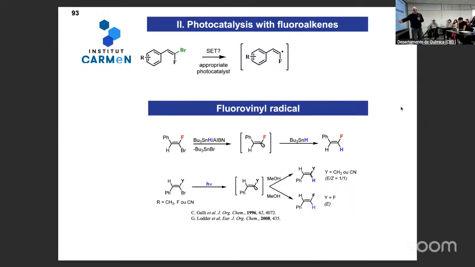Later, this kind of reaction was done by Lauder. When you have a fluorine atom here, you have a Z compound, you got exclusively the hydrogen at the bromine position, and you don't have a mixture of E and Z compounds. If instead of a fluorine you have a methyl or a cyano group, you will end with a mixture of E and Z compounds. So that means that the fluorovinyl radical is very stable in its configuration. Okay?